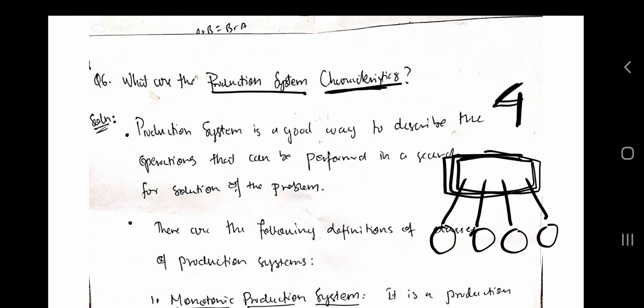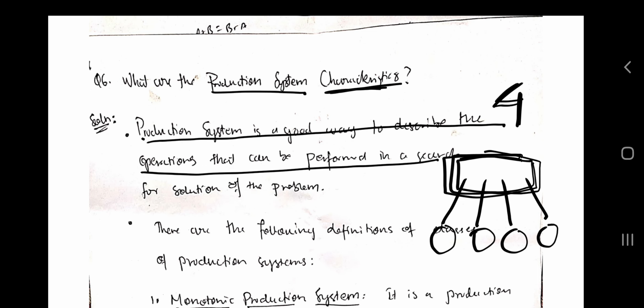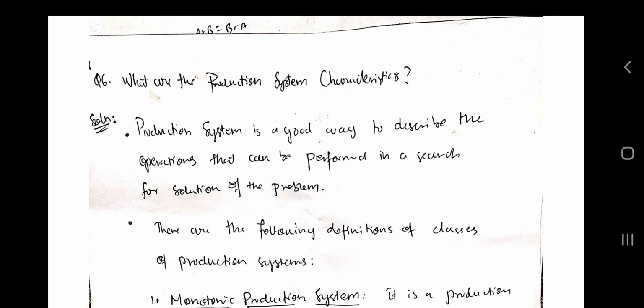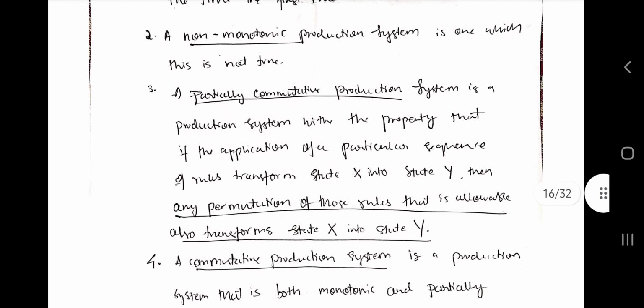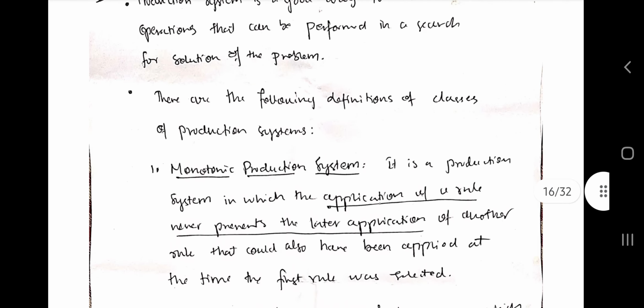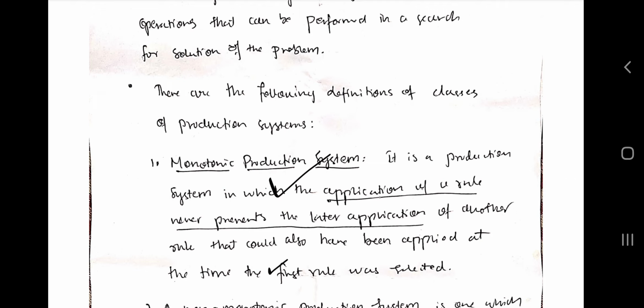First you will write the production system definition. It is a good way to describe the operations that can be performed in a search for a solution of the problem. Just something about the production system you'll write first, then you will come to the main part, which is the characteristics. But before that, you'll say there are four classes of characteristics. So first list down the four characteristics, and after listing them, briefly mention what each means.